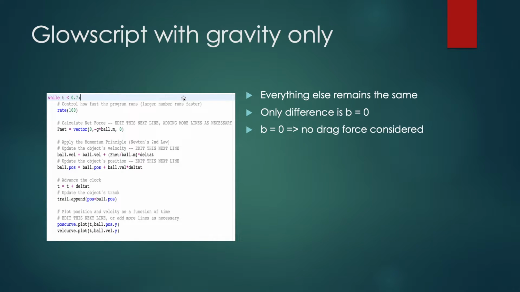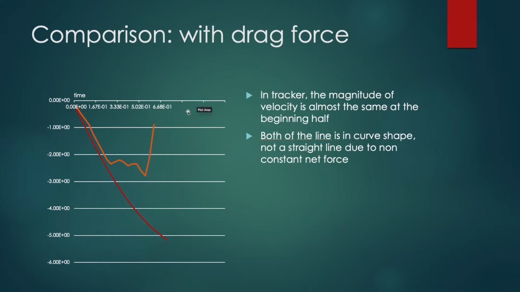For the code without consideration of the drag force, everything else remains the same, but the B value, which is the proportionality constant, is set to 0, so that no drag force will be considered.